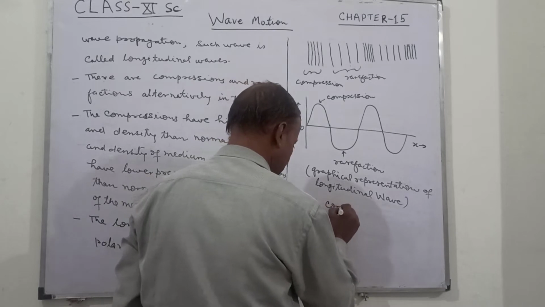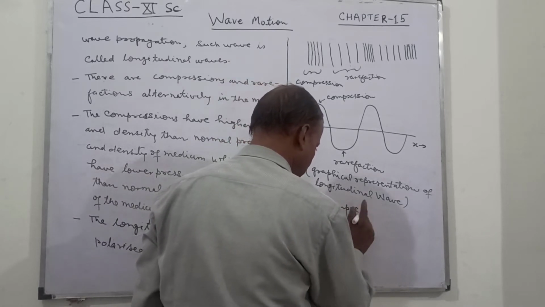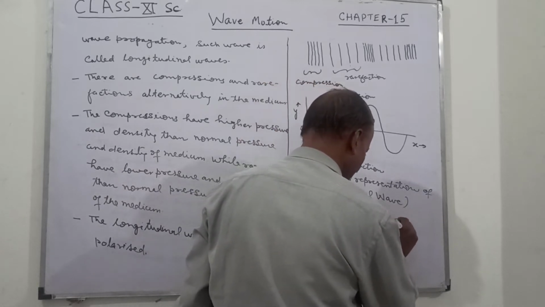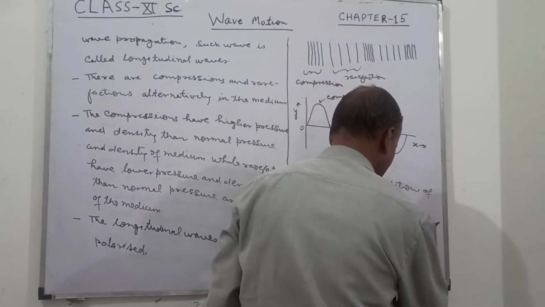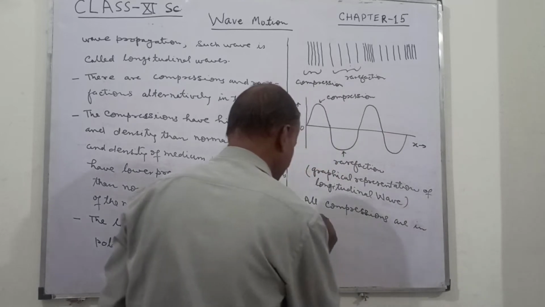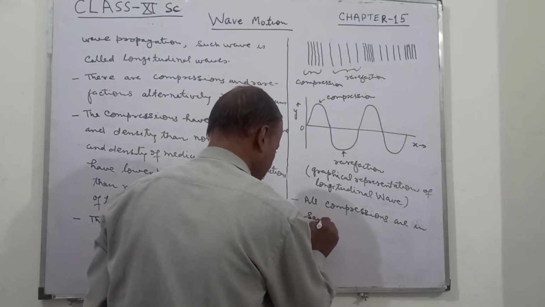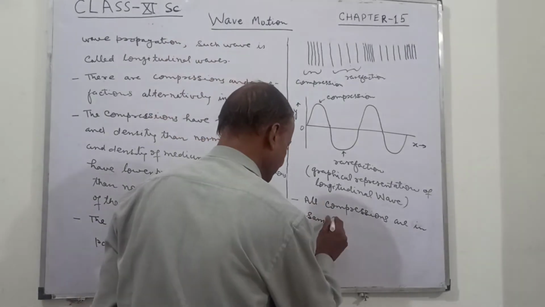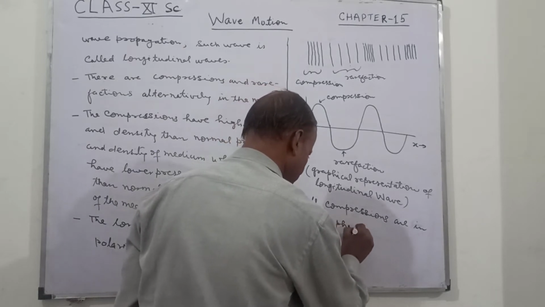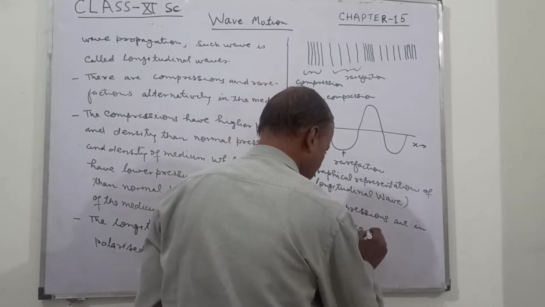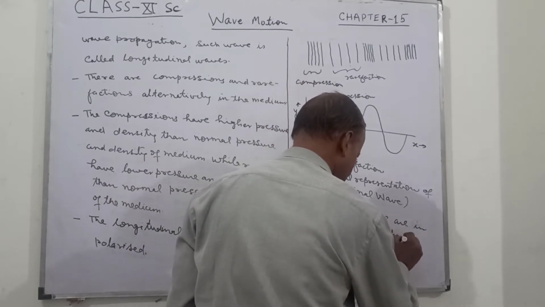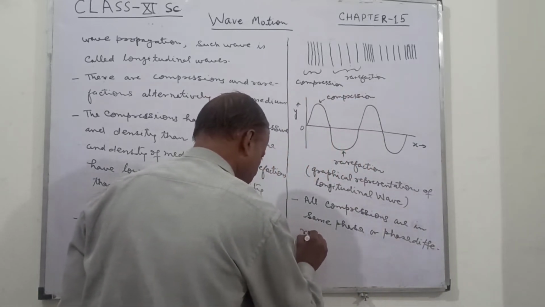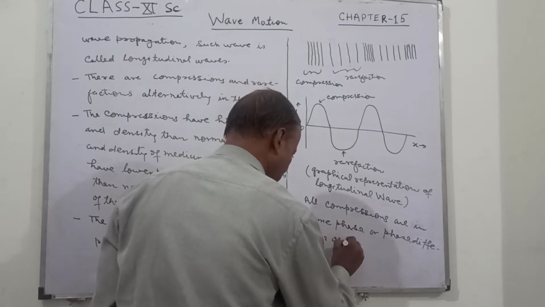All compressions are in the same phase, or have a phase difference of 2 pi radian.